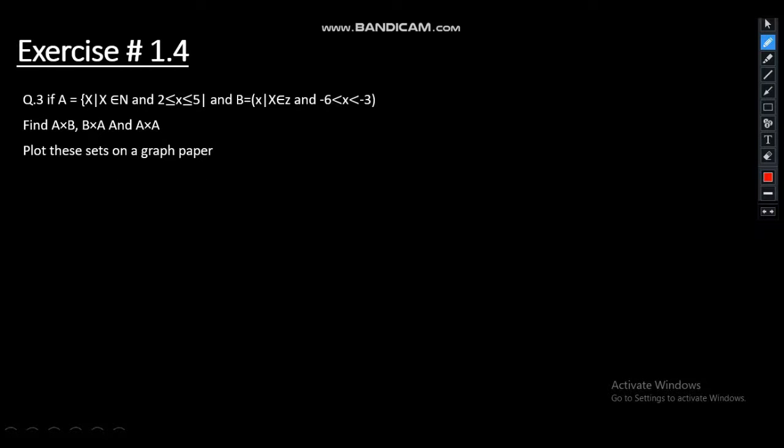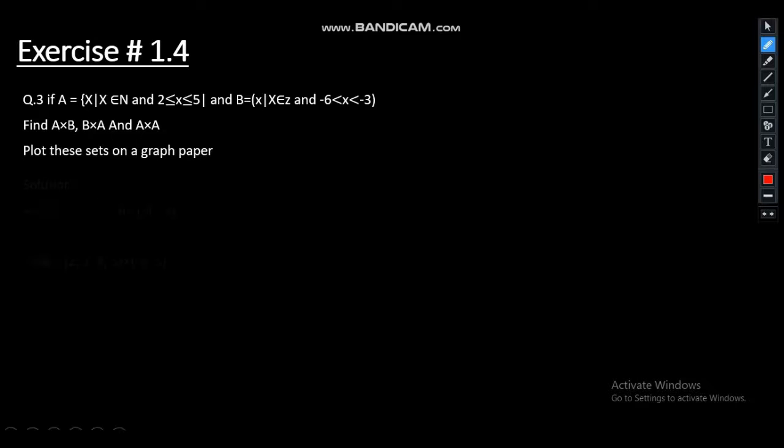If A = {x : x belongs to natural numbers, and 2 ≤ x ≤ 5}, and B = {x : x belongs to Z, and -6 < x < -3}. Find A × B, B × A, and A × A. Plot these sets on graph paper.